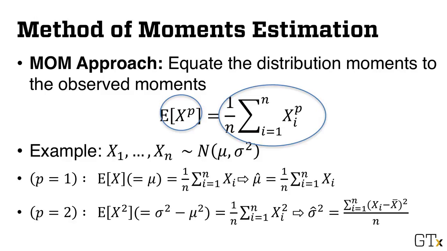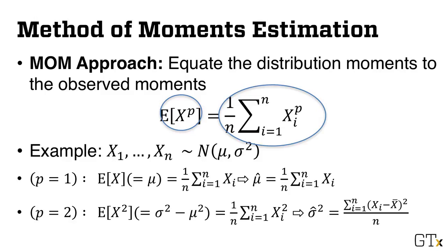To be more specific, we equate the population pth moment to the pth sample moment to obtain this equation. This equation will be a function of the parameters for specific power values of p. We usually consider equations for small powers of p, for example, p equal to 1, p equal to 2, and rarely higher. Here are some examples.